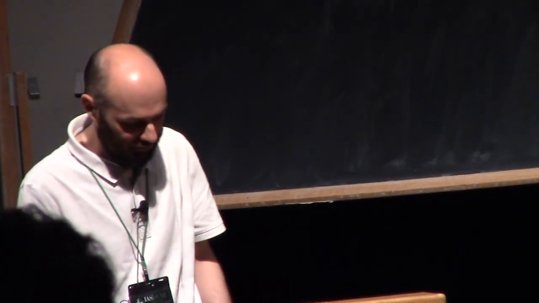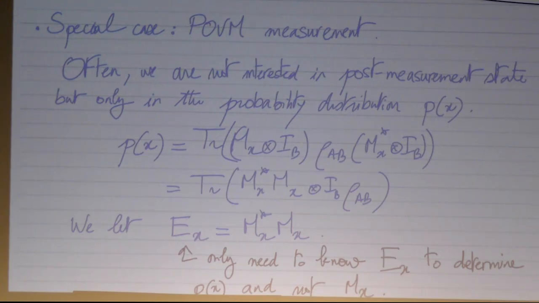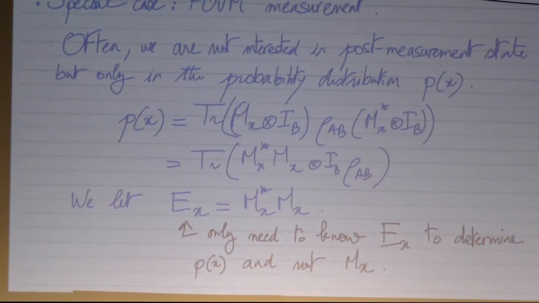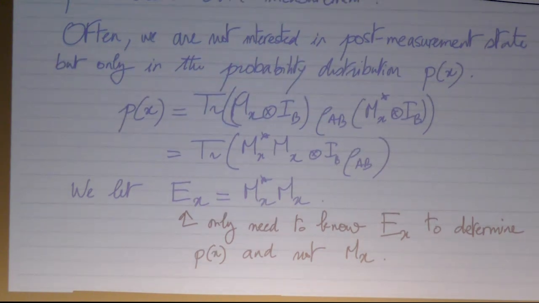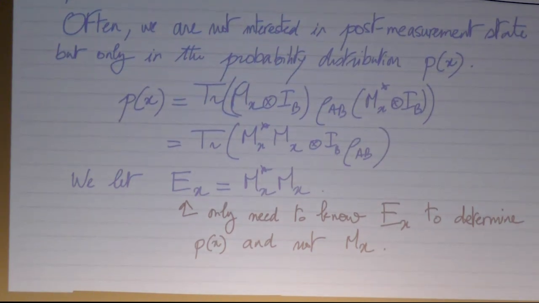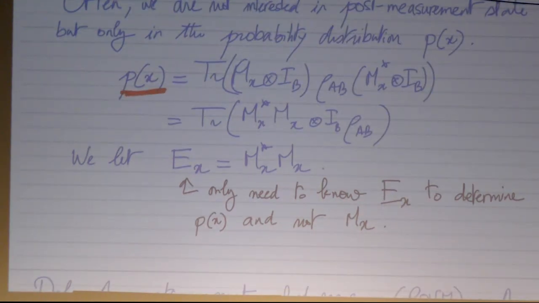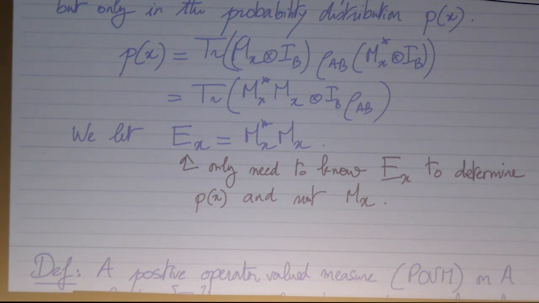Maybe let me introduce the notion of POVM here, because this will come up a lot. Sometimes I'm not interested in the post-measurement state. I'm just interested in the probability of the outcome. For example, I will throw away the system completely and just see the outcome. This would be the case when we look at state discrimination. In this case, you see that the probabilities only depend on the operator M_x star M_x, so I can forget M_x itself and just keep E_x.